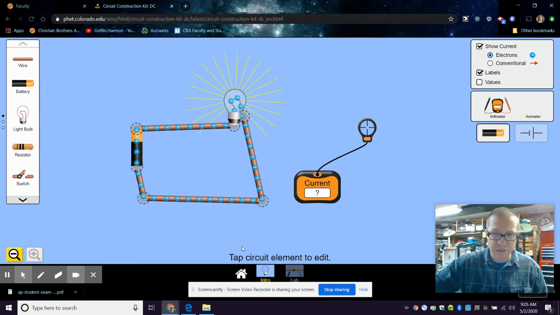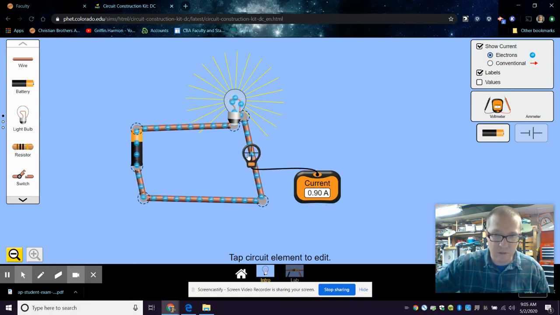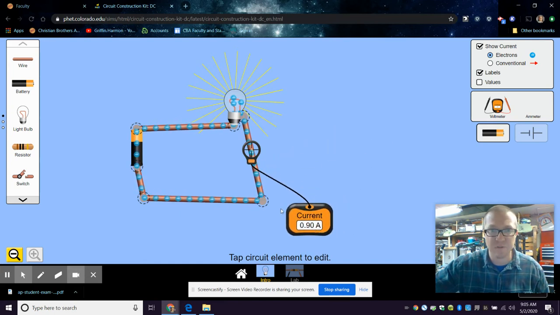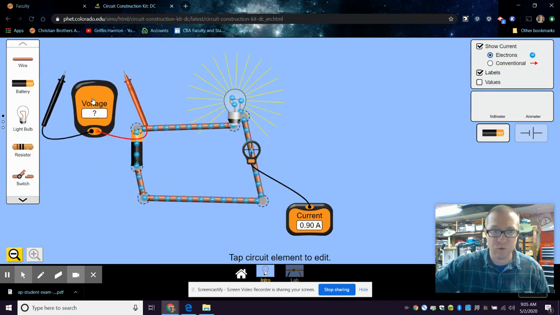Note, just like I said in the one video, the electrons are being drawn into the positive side of the battery. That's what current really is. So there's 0.9 coulombs per second, or amps, flowing through this wire. So that's the ammeter. Voltmeter, this is kind of a cool little device.